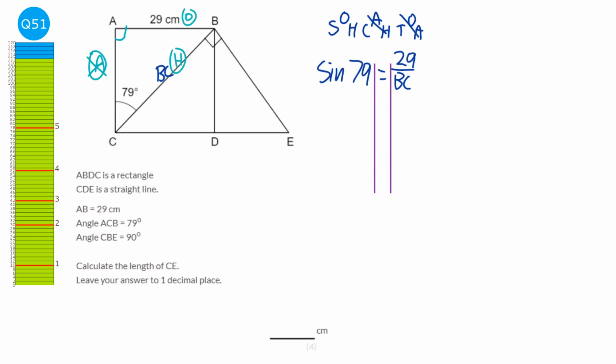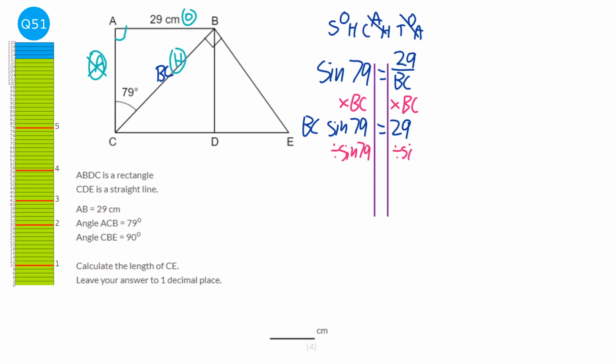So I'm going to put my solving lines in. And we need to times both sides by BC first of all. So we end up with BC sine 79 equals 29, and we're just going to divide both sides by sine 79. Just a bit of rearranging, so BC will be 29 over sine 79, and when you do that in the calculator you get 29.542, blah blah blah.